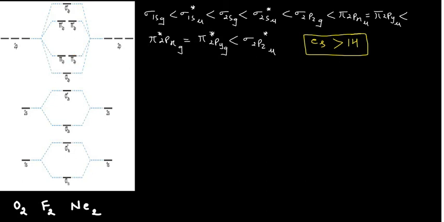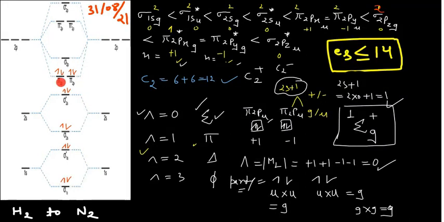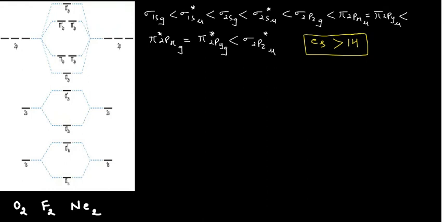In the earlier case, pi 2p was of lower energy and sigma 2p was of higher energy, for the systems having 14 electrons or fewer. But whenever you have more than 14 electrons, this is reversed. That means sigma 2p will come down and pi 2p will go up. That is the only thing you need to change, which I have changed here. The rest of the things remain the same.